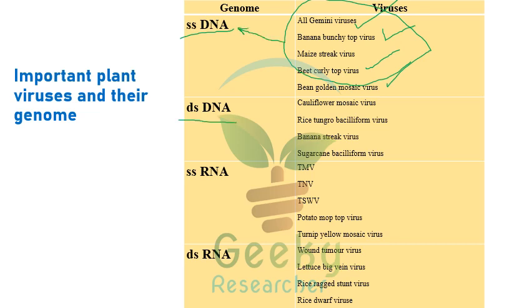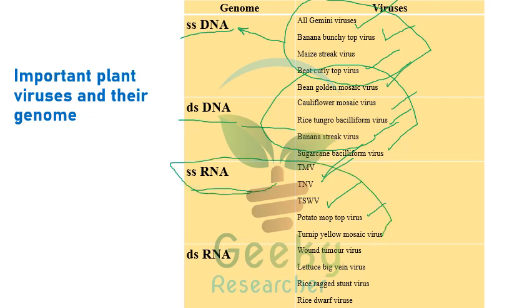Second is double-stranded DNA: cauliflower mosaic virus, rice tungro bacilliform virus, banana streak virus, and sugarcane bacilliform virus. Then single-stranded RNA: tobacco mosaic virus, tobacco necrosis virus, tomato spotted wilt virus, potato mop top virus, and turnip yellow mosaic virus. The last is double-stranded RNA: wound tumor virus, lettuce big vein virus, rice ragged stunt virus, and rice dwarf virus. There are plenty of other viruses, but I mentioned some important plant viruses.